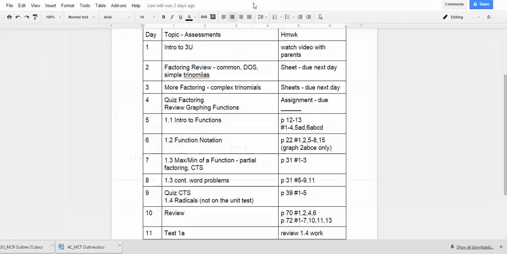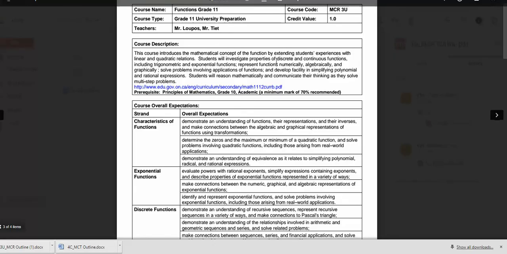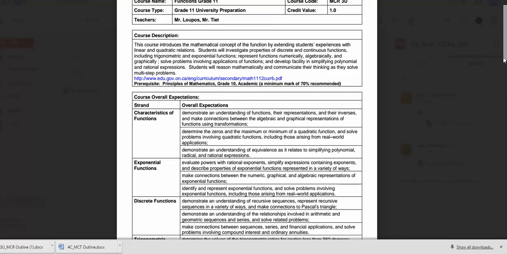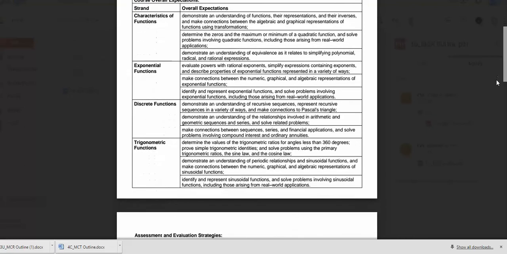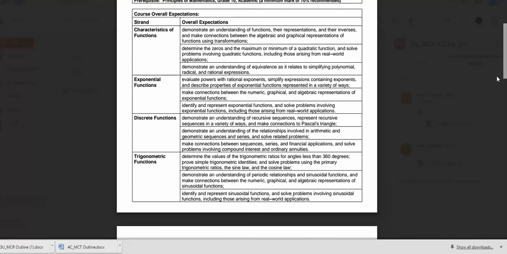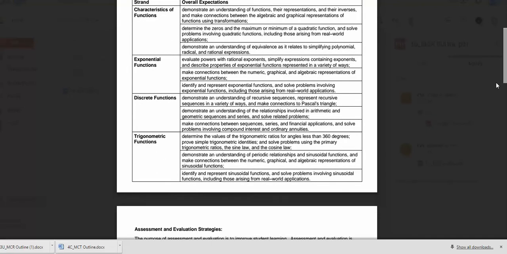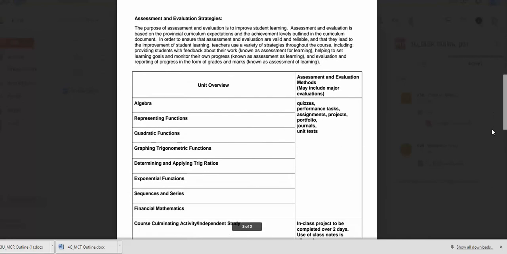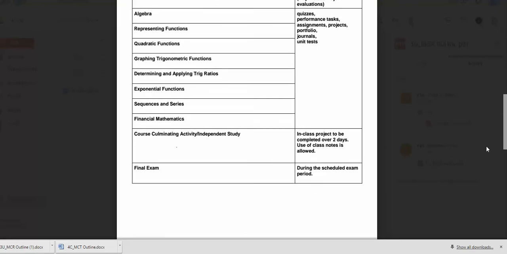What we're looking at in the course is all outlined in the handout that your student got today. We talk about functions, general functions, exponential functions, discrete functions, and the like. So all the topics are here.